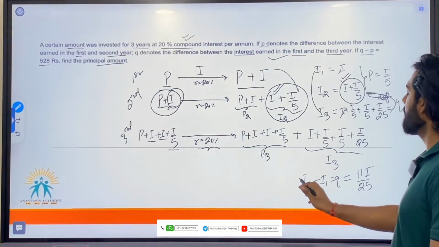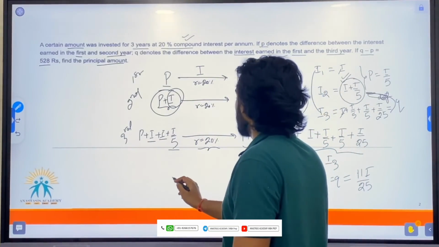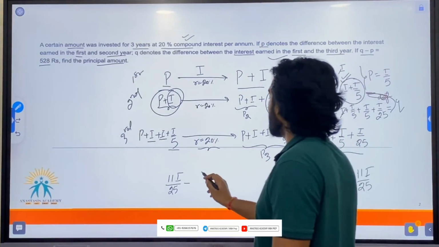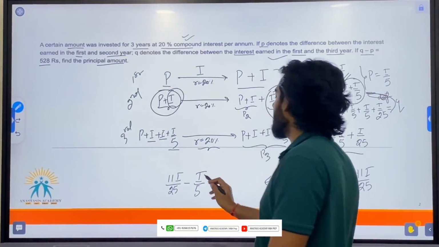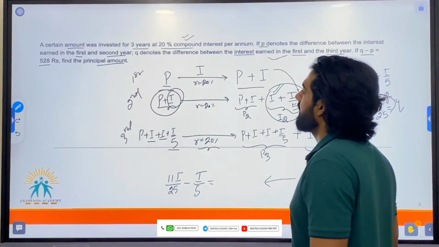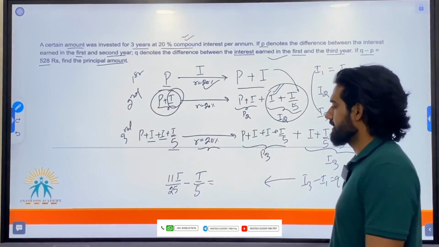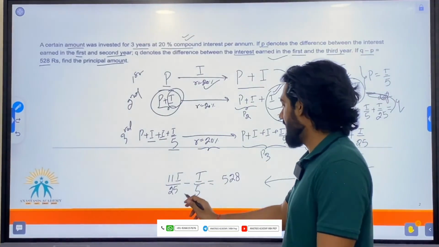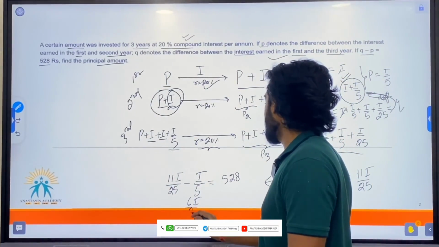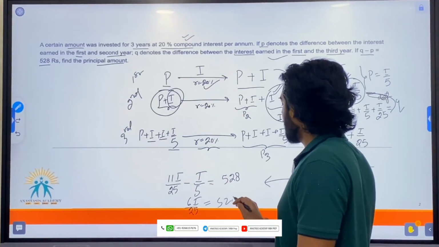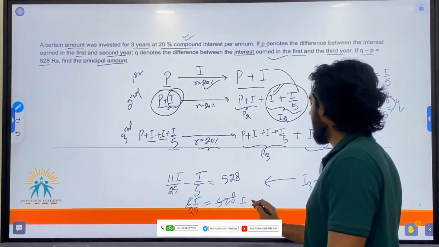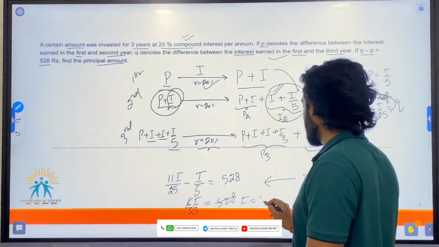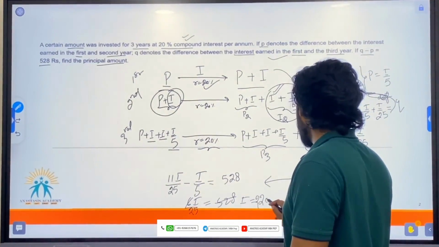Now it is given that Q minus P, I am writing it here, Q minus P, that is 11 times I upon 25 minus P, which is I by 5. Mind you, I is first year's interest at the rate of 20% compound interest. It is equal to rupee 528. If I solve this, I get 6 times I upon 25 is equal to 528. This gets cancelled and I get I as 88 into 25. It is 2200.